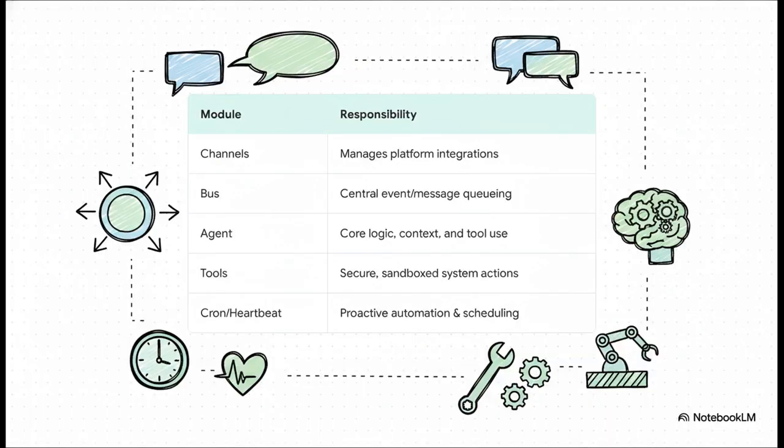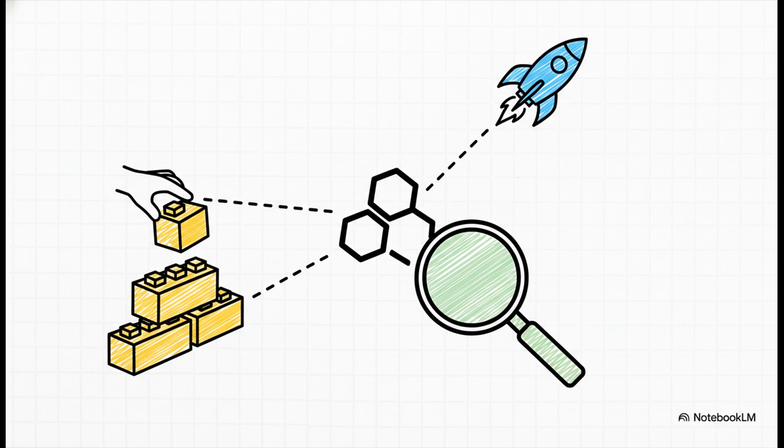It's because every module has one job, and it does that one job really well. The channels module only worries about communication. The bus only worries about routing events. The agent only worries about thinking. This means there's almost no duplicated code. Every single piece is lean, focused, and independent. And the results of that design are things you can actually feel.